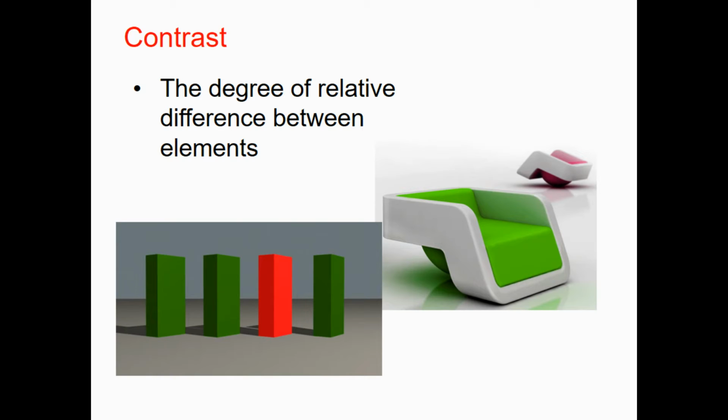Here we go. Contrast. Contrast is the degree of relative difference between elements. So we have these pillars down here on the left-hand side. We've got one red one and then three green ones. That's contrast. We also have the chair here that has the green cushion and then the white body of it. You'll also notice that they're saying, not only do we have this really cool green color, but we've got this maroon color here. And look, here's another way you can sit in this chair by turning it around. It's not turned over, but anyways, that's contrast in color.